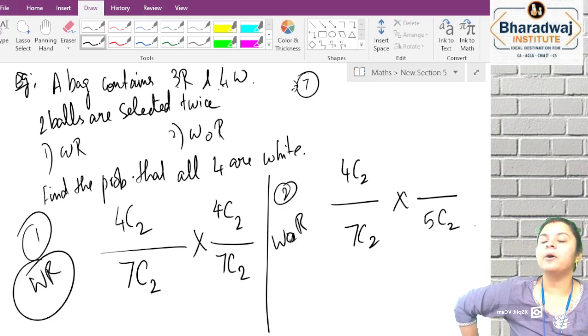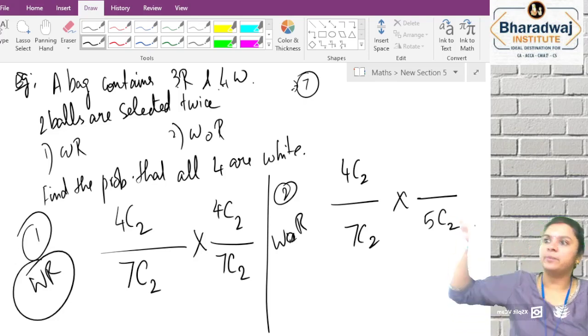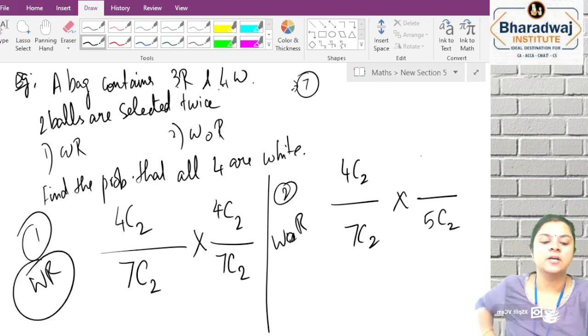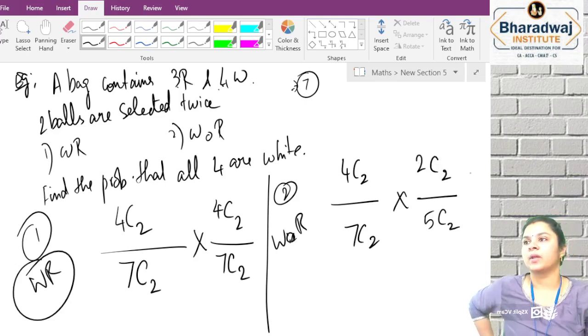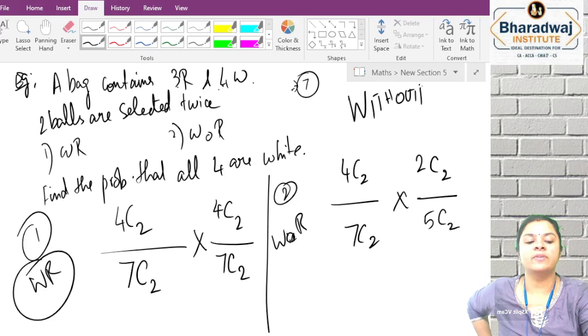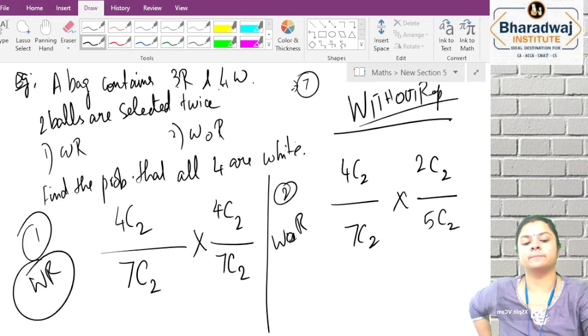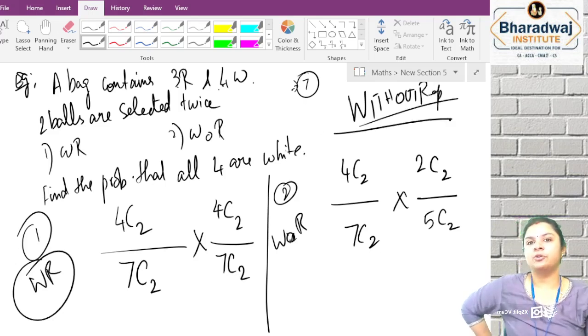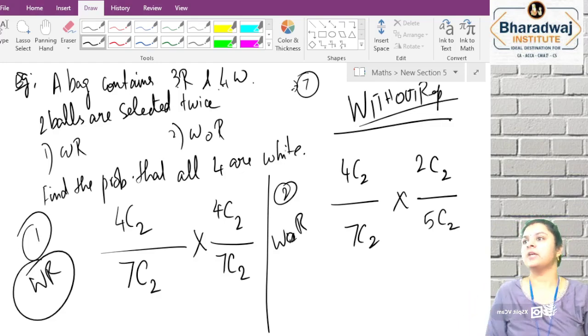Now how many white balls am I left with? 4 balls, out of which 2 white balls are already taken. So I am left with 2 white balls. So 2C2. If the question is silent, then you are going to assume the question is always without replacement only. If the question does not give anything, you have to do without replacement.